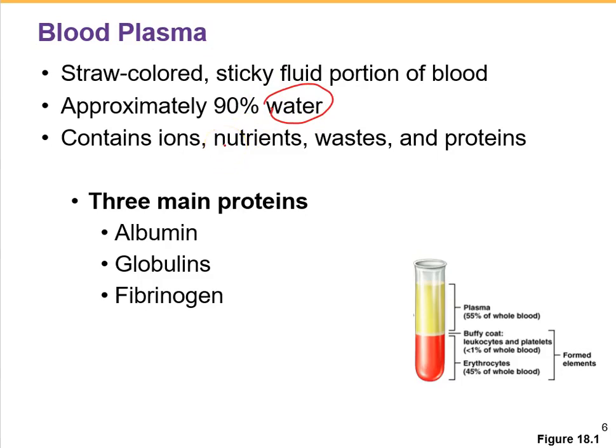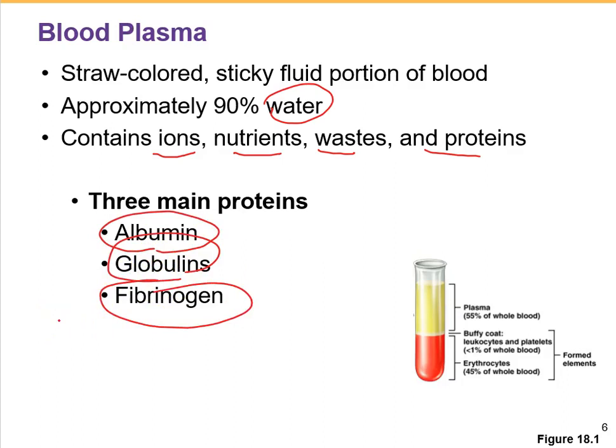Along with water, it contains over 100 different kinds of molecules, including ions like sodium, potassium, chloride, calcium, nutrients like glucose, amino acids, lipids, the waste products like urea, ammonia, and carbon dioxide, and proteins. These are the components of the blood plasma. There are three main types of protein found in plasma: albumin, globulins, and fibrinogen.